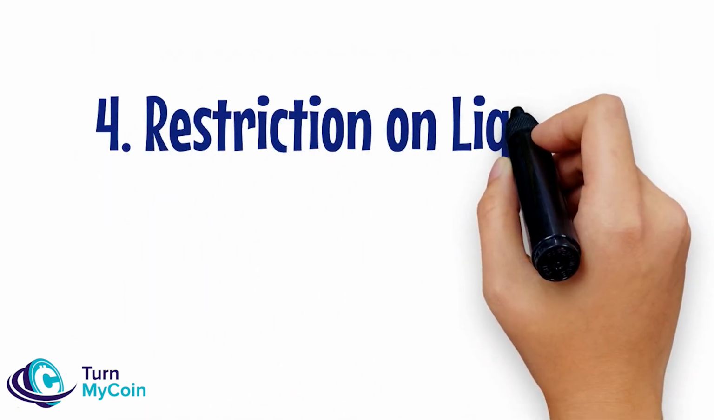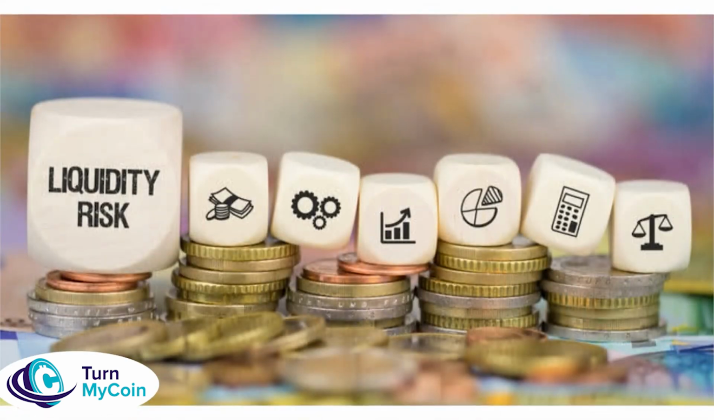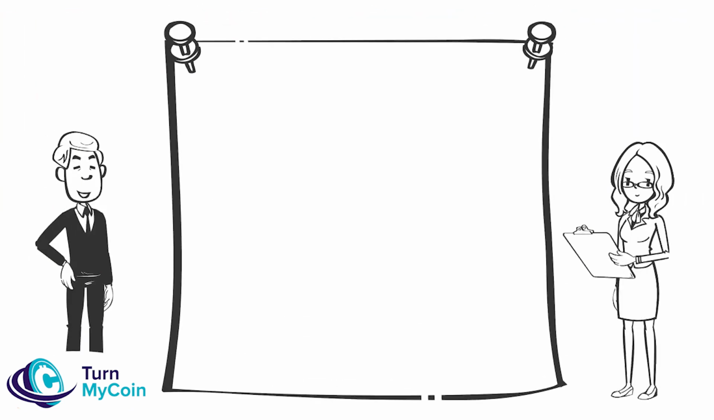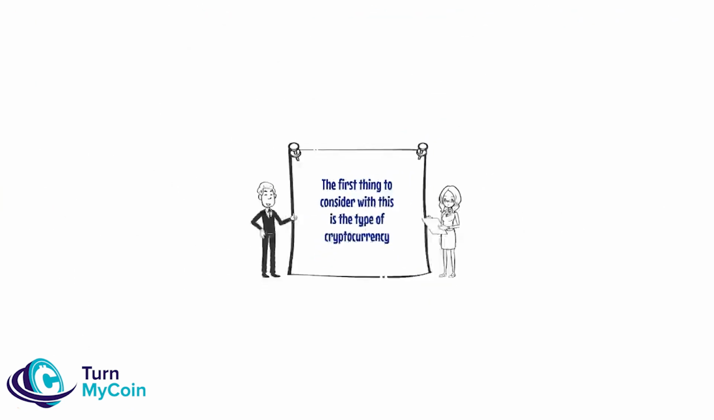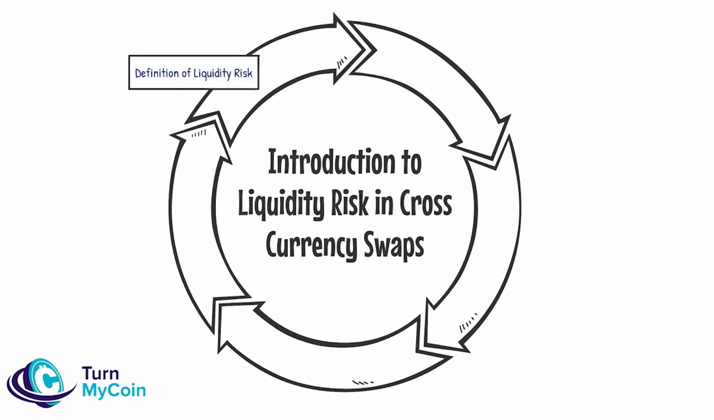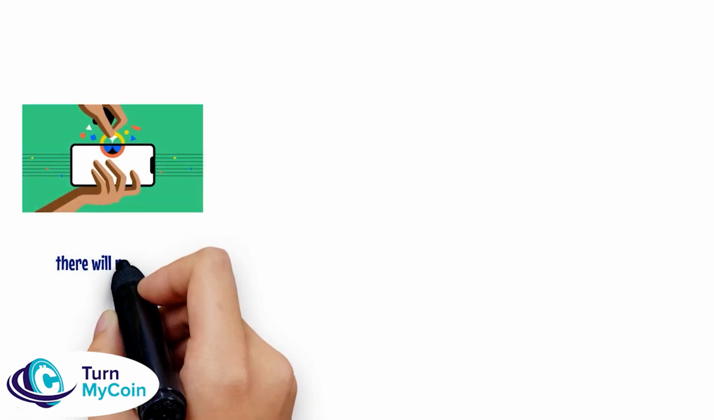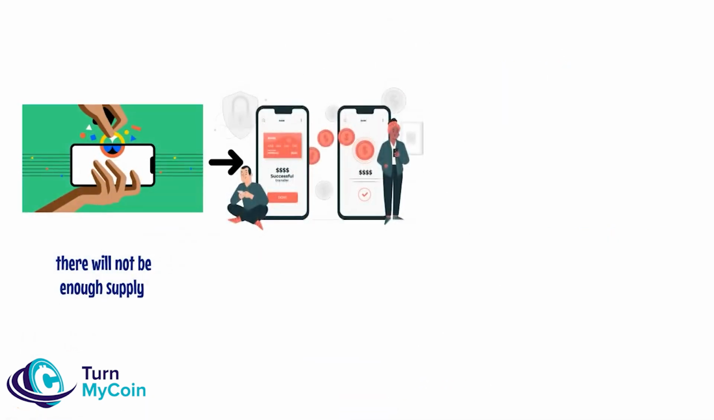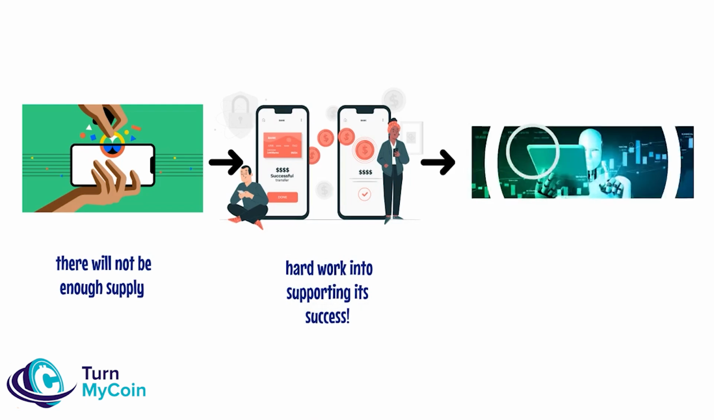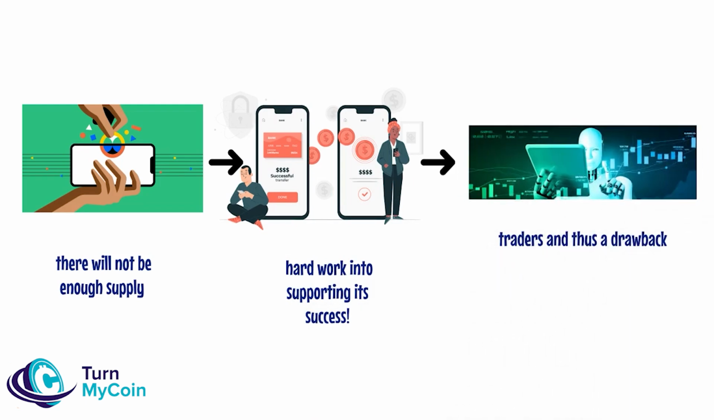4. Restriction on liquidity of a currency. Proof of stake is an excellent way for people who want more control over their money and time. The first thing to consider with this is the type of cryptocurrency. You must lock up some staked coins, instead of all, for the network process to go through without interruption. It is necessary because if this is not done, there will not be enough supply on hand from those who have already done their part by putting some hard work into supporting its success. But this may be a botheration at times for the traders and thus a drawback.